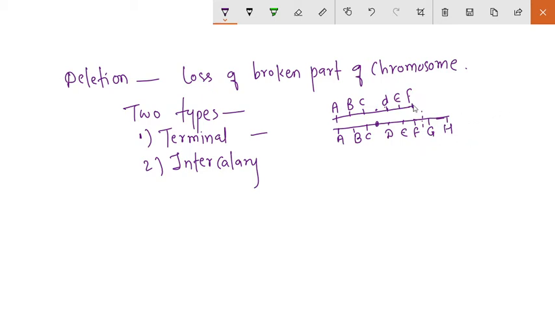So it is known as the terminal deletion. The breakage takes place at this place, and therefore this broken part, that is G and H, gets lost. Therefore it is known as the terminal deletion.